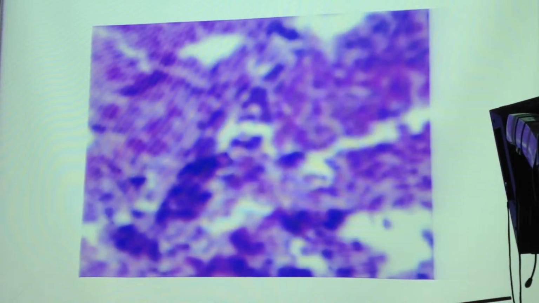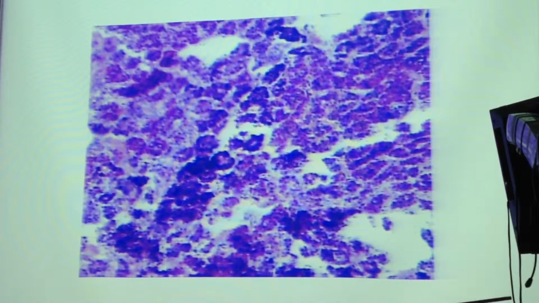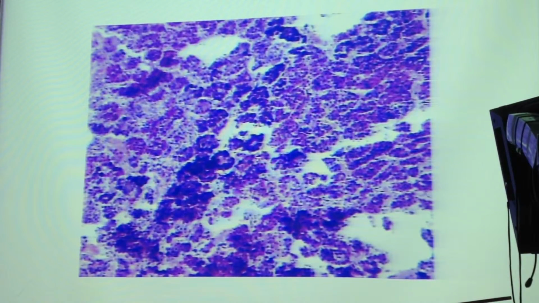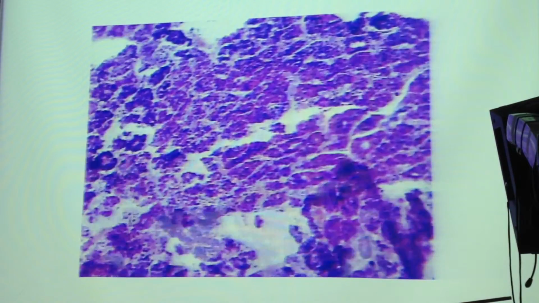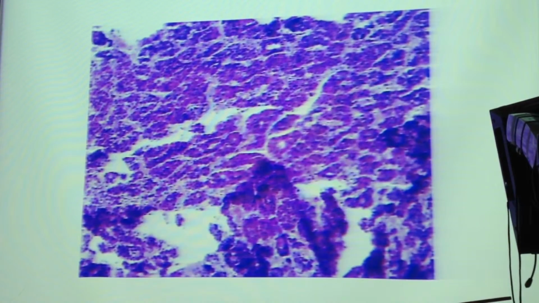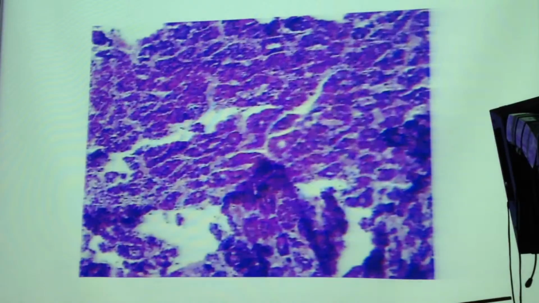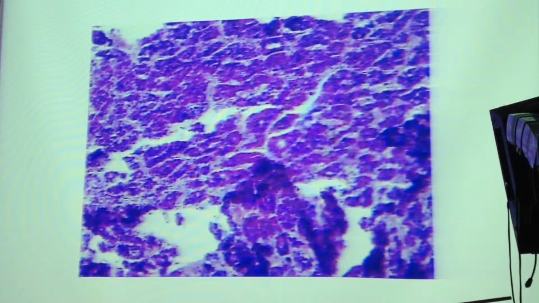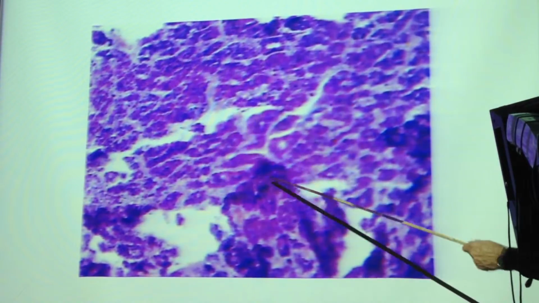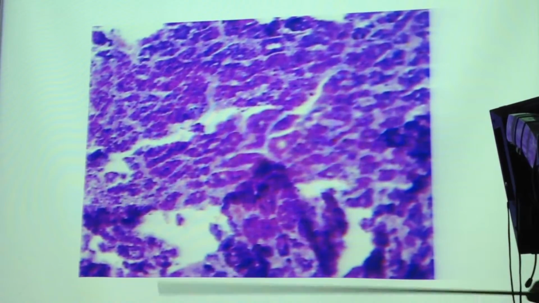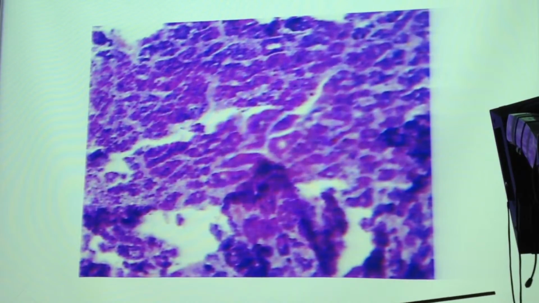So again, we have two general categories of cells here in the anterior pituitary. The lighter stained cells, kind of pinkish in color, are the eosinophil cells. And the darker stained cells, which look like that dark purple here, are basophil cells. And again, I don't say basophil, I say basophil cell.